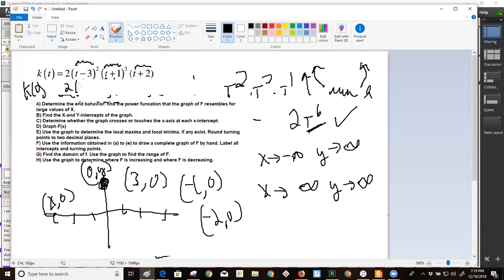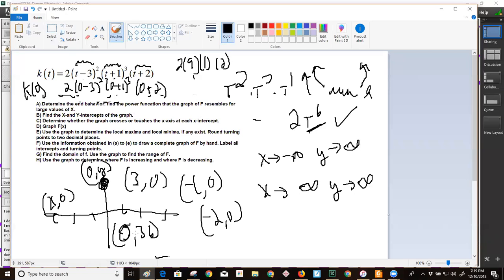So I'm going to do t equals 0: (0 minus 3) squared times (0 plus 1) cubed times (0 plus 2). Well, I'm seeing negative 3 squared is positive 9, and 1 cubed is 1, of course. That's nice. And then times 2. So I'm seeing 2 times 9 times 1 times 2. That tells me the y-intercept is (0, 36).